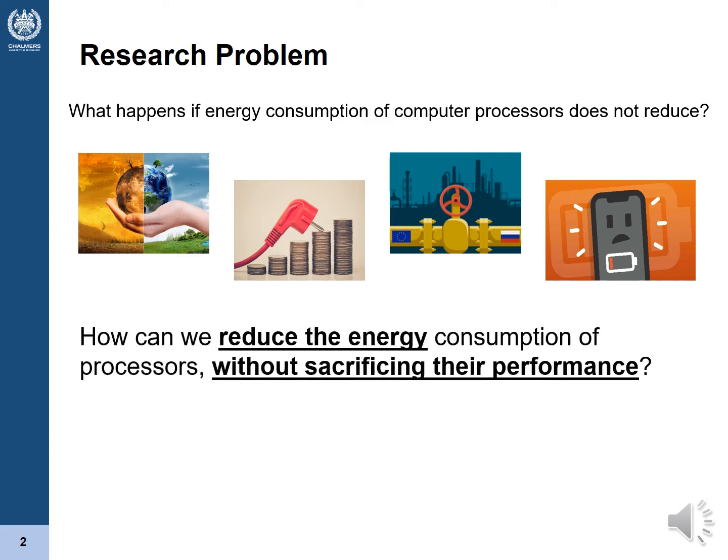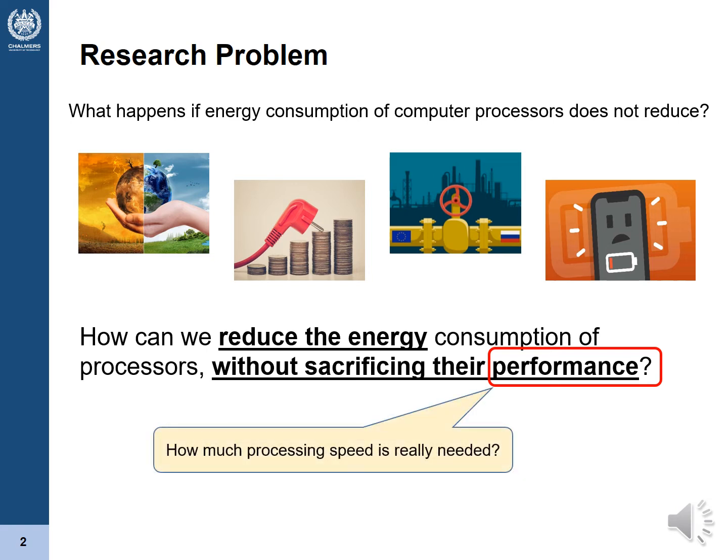So this brings us to the main research question. How can we reduce the energy consumption of these processors without sacrificing their performance? Let's focus a little bit on this last term. What do we mean by performance? How much processing speed is really needed for a particular computer to provide sufficient performance?